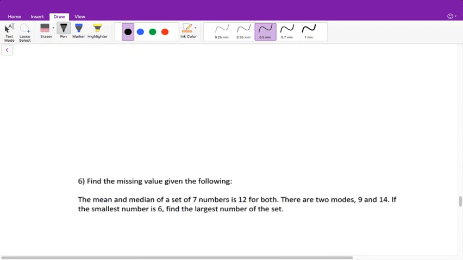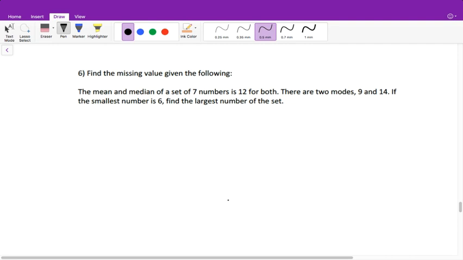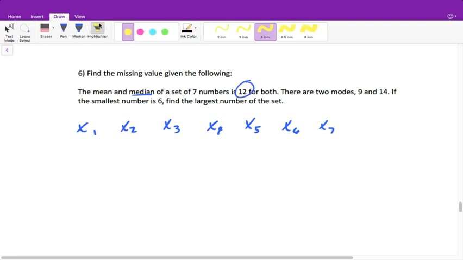All right. The next question that you have to do is find the missing value. So it tells you the mean and median of a set of 7 numbers is 12 for both. So once we know that we have the median, that means that our numbers had to have been arranged in order. You do not have to write this x1, x2, x3, x4 like I'm doing now, but it just means that they must have been written in order for us to find the median. And the median is 12, so that means it's directly in the middle, which meant it had to be this digit here. So I'm just going to fill in 12 here.